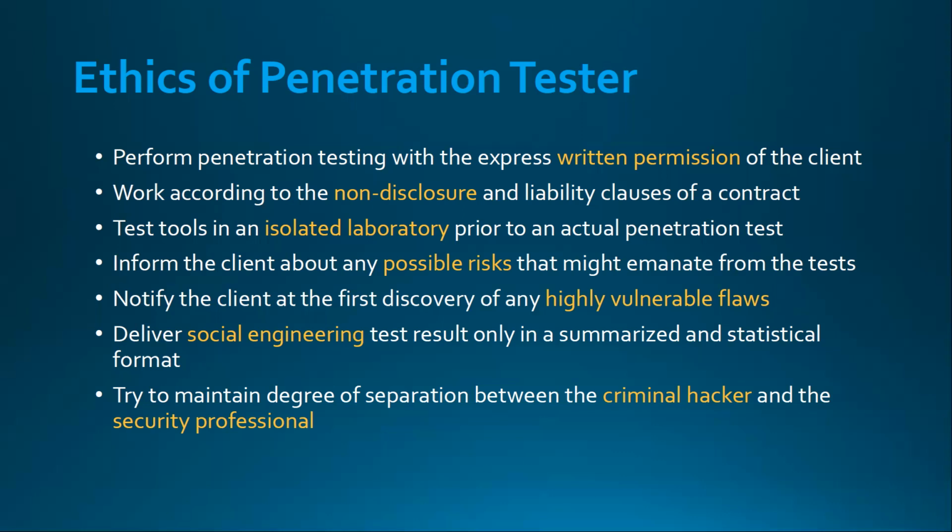Notify the client at the first discovery of highly vulnerable flaws. If you find any kind of highly critical vulnerability, on the spot try to inform the primary contact. It may be the network admin, the direct boss, the team leader, whatever. You will find all the contacts in your scope, when defining the scope. There you get which people you need to report to, which is your primary contact. So on the spot, inform them.